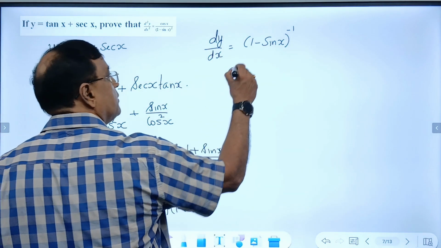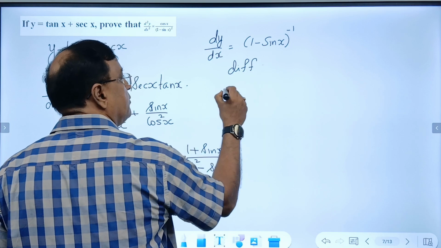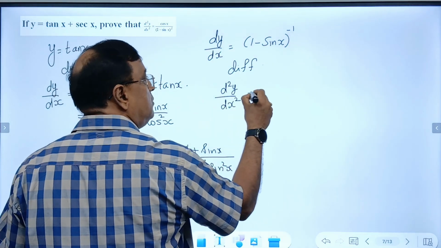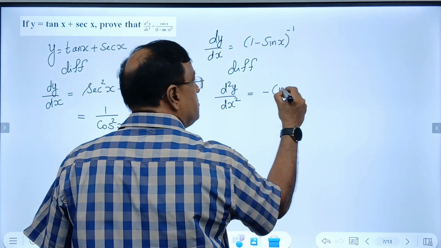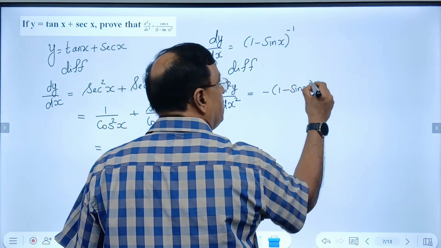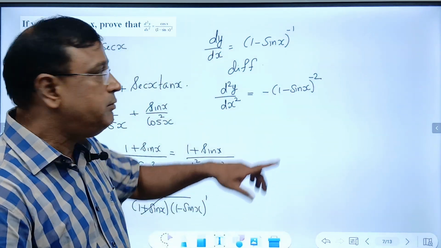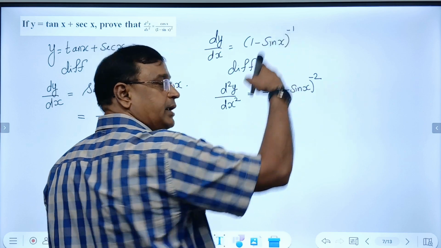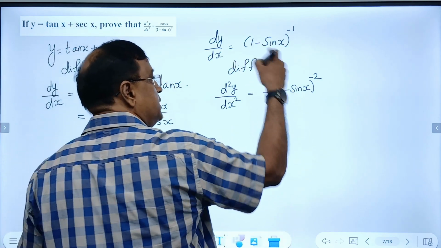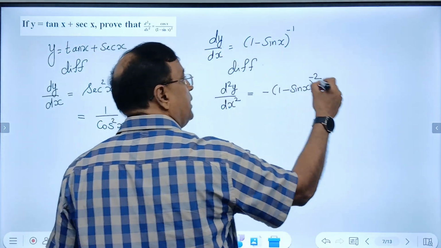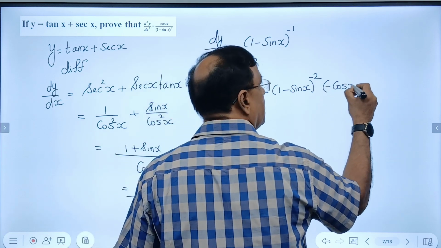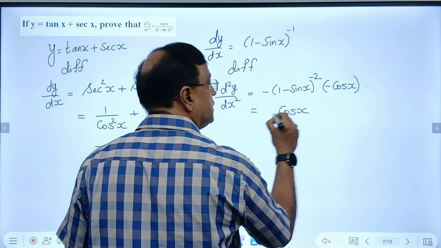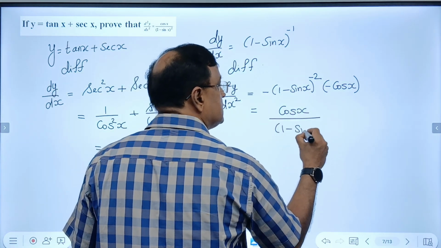Now differentiate once again, so this is the second order derivative. d square y by dx square equals minus (1 minus sin x) whole power minus 2. I am using the power rule. First I differentiate the power, n into x power n minus 1. Now I differentiate the base. Base differentiation: 1 is 0, minus sin x is minus cos x. So minus into minus is plus. So I get cos x divided by (1 minus sin x) the whole square.